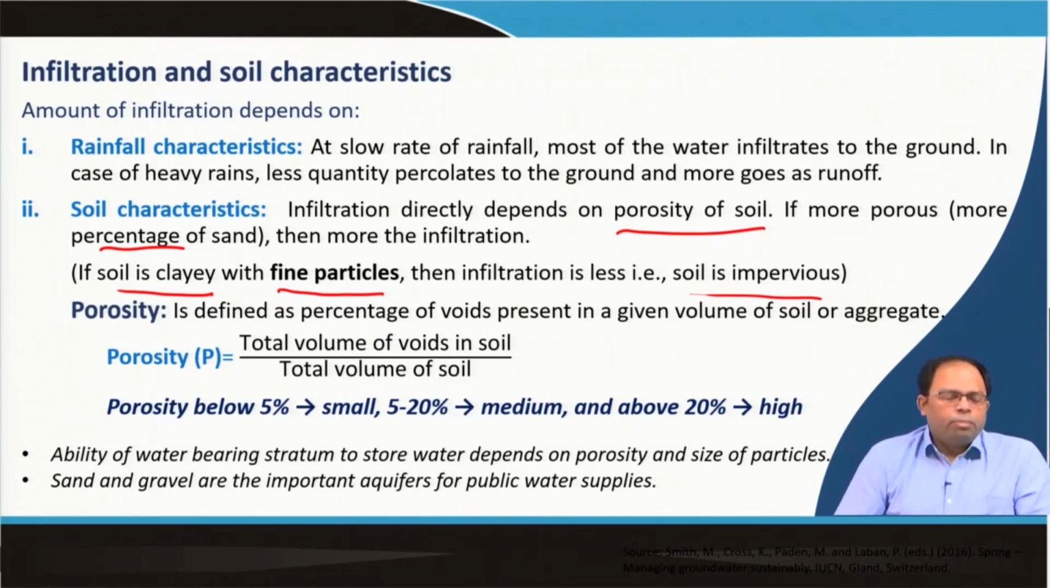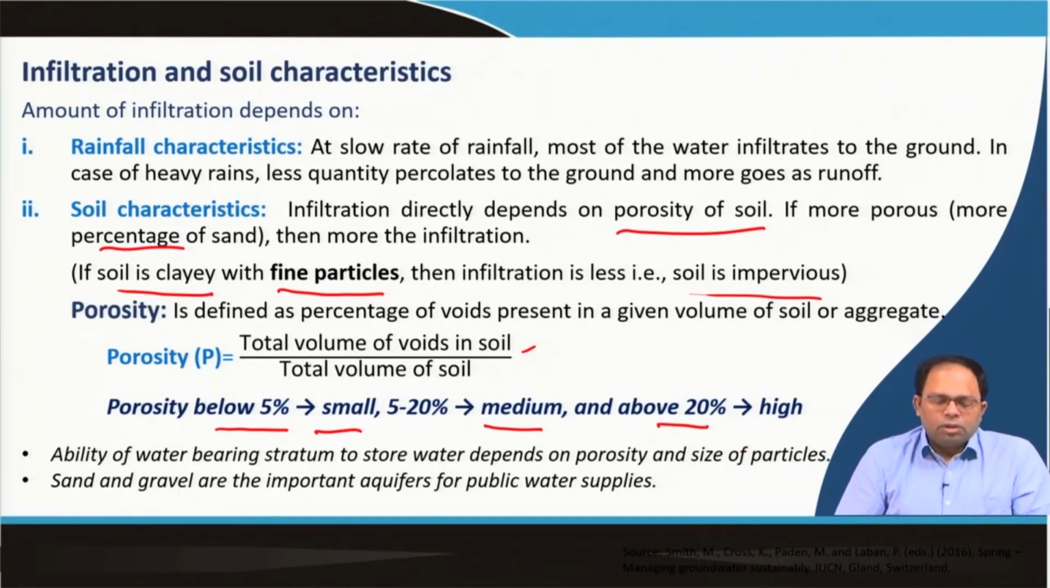So, how do we define porosity? Porosity is defined as the percentage of voids present in a given volume of soil or aggregate. It is expressed using this equation, where we have the total volume of voids in the soil divided by the total volume of soil. So, it is the percentage of voids in soil. If porosity is below 5%, then we call it small. If it is 5 to 20%, we say it is medium porosity, and if it is above 20%, it is of high porosity, right.